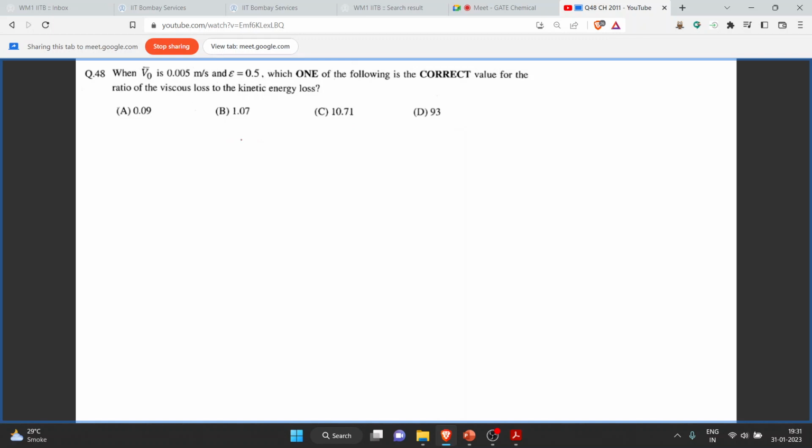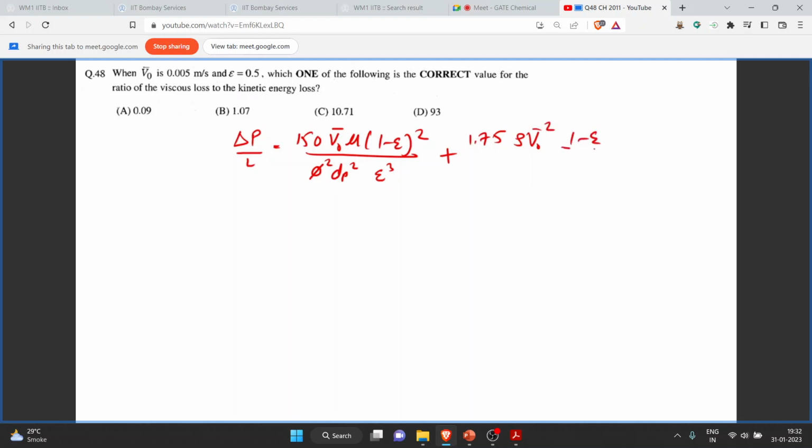So in the question we have been given the pressure drop equation, that is 150 V naught bar mu (1 minus epsilon) square upon phi s square dp square epsilon cube plus 1.75 rho V naught square (1 minus epsilon) upon epsilon cube phi s dp.